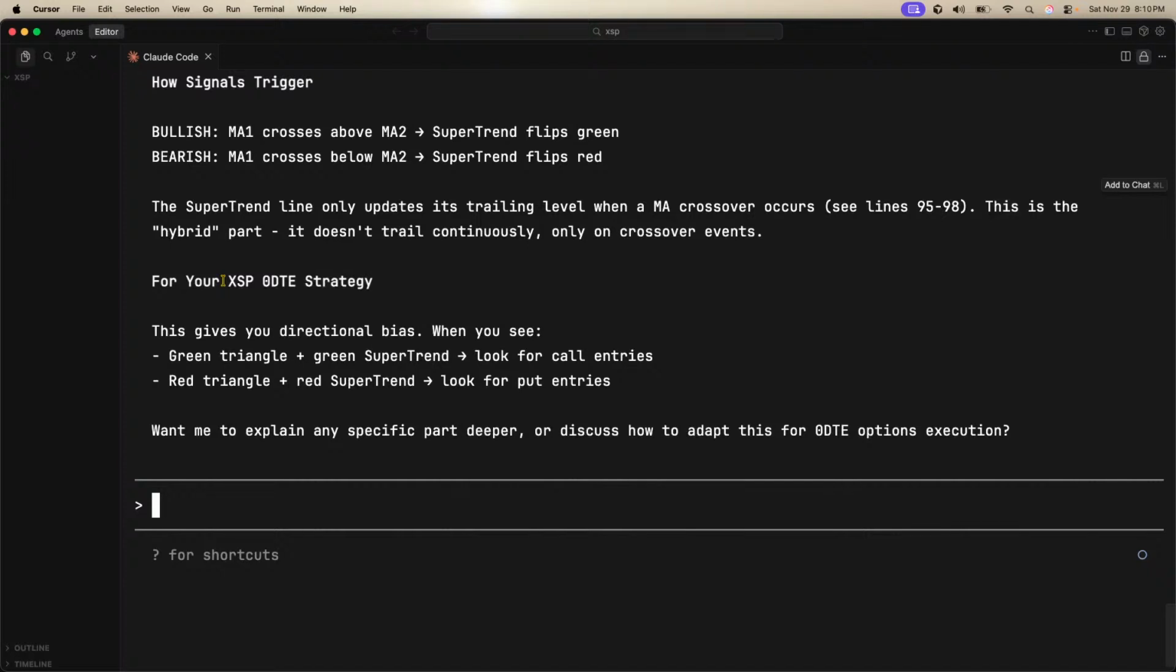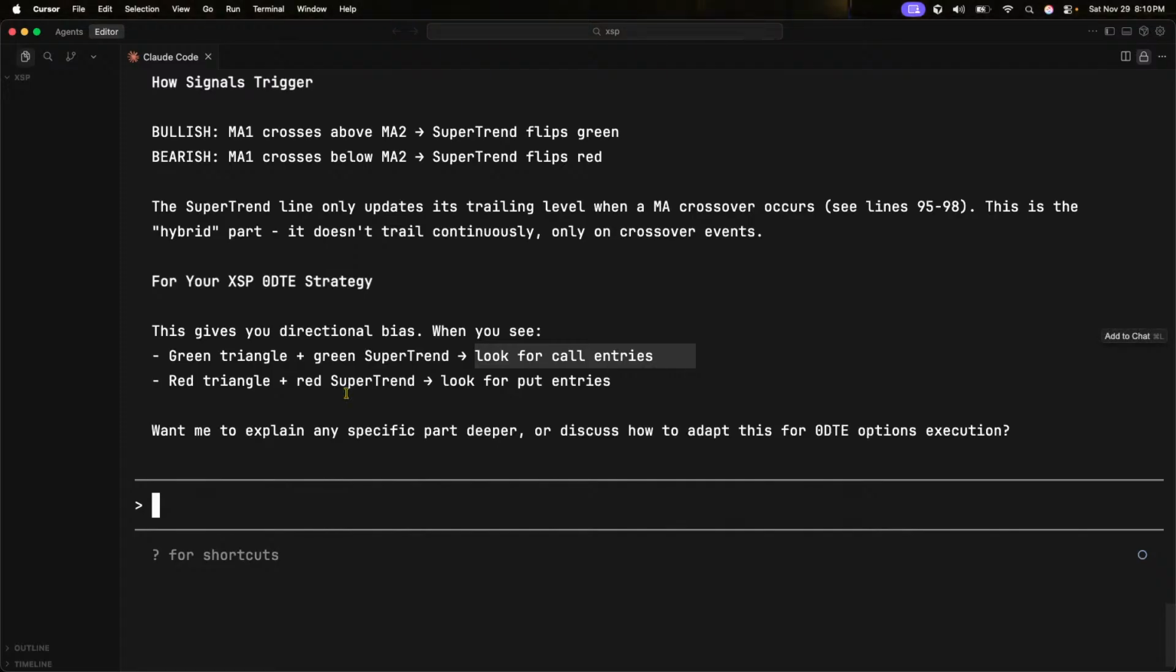So for your XSP 0 DTE strategy, this gives you a directional bias. When you see a green triangle plus the green super trend, you look for call entries. When we see the red triangle plus the red super trend, we're going to look for put entries. Want me to explain any specific part or dive deeper?